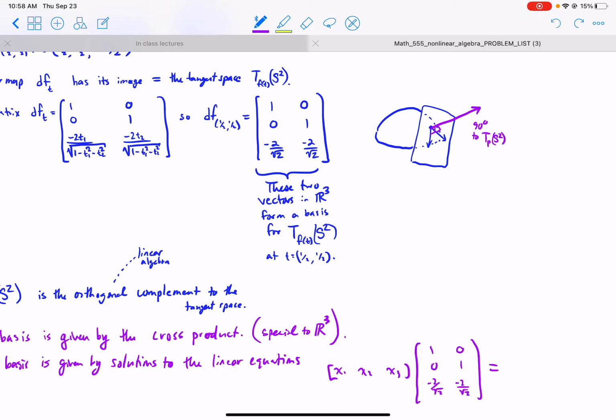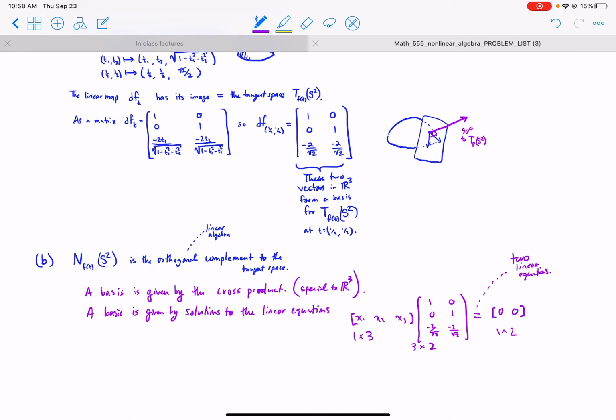Well, it has a row vector, I suppose. In linear algebra, we learned that a 1 by 3 matrix multiplied by a 3 by 2 matrix gives a 1 by 2 matrix. And so this is actually two linear equations. In linear algebra, you'd also call the solutions the left kernel of that matrix.